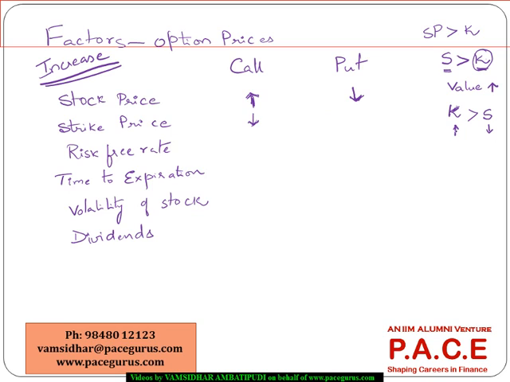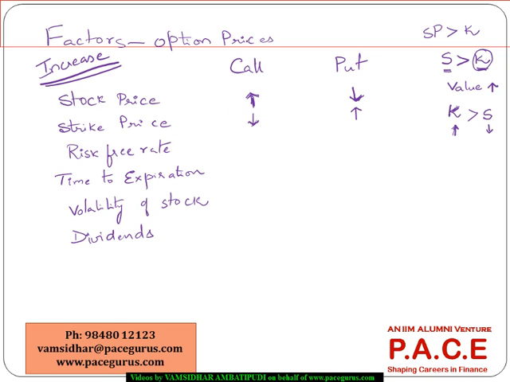Whereas if the strike price is increasing, the put is becoming more and more valuable because I can sell it at a strike price which is at a higher price. So the chances of exercising the option are going up in this case. So the put option value is actually increasing in this case.